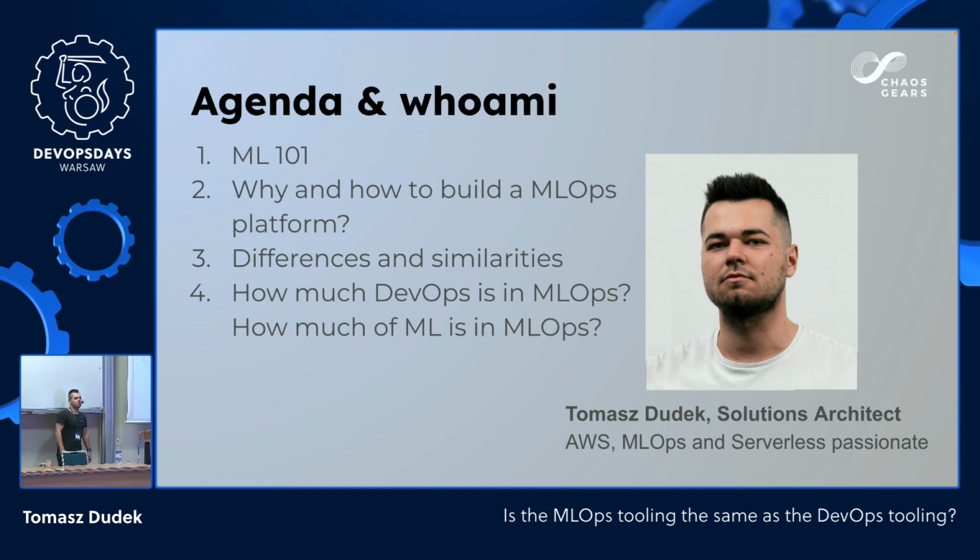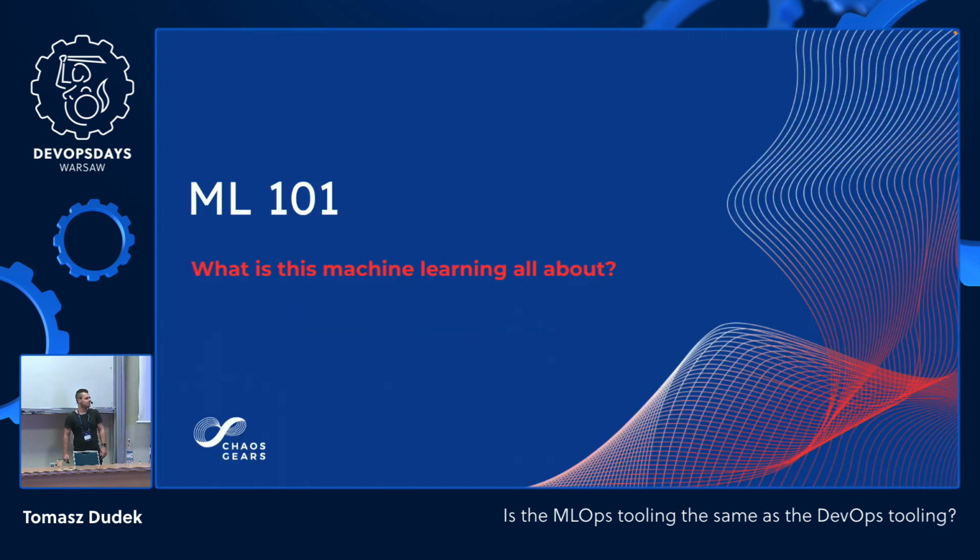We'll start with a quick ML 101, so brief refresher on what machine learning really is. Then we'll discuss why and how to build a MLOps platform. We'll spot the differences and similarities between MLOps and the usual DevOps systems, whatever that means. And finally, as a foreword, we'll discuss how much DevOps is in MLOps and how much machine learning is in MLOps. So let's begin. What is this machine learning all about?